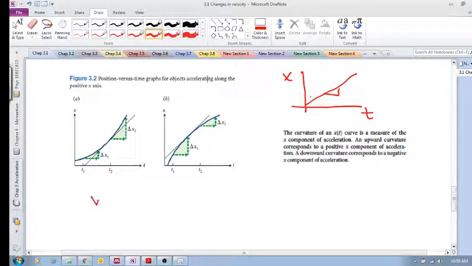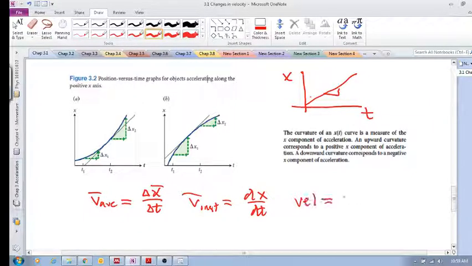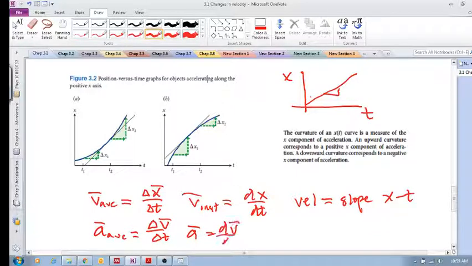Well, we know that my average velocity is my delta x over delta t, or my instantaneous velocity is dx dt. So remember, the velocity is the slope of my position time curve. Okay, very good. Then, what is my acceleration? Average acceleration is delta v over delta t, or instantaneous acceleration is dv dt.